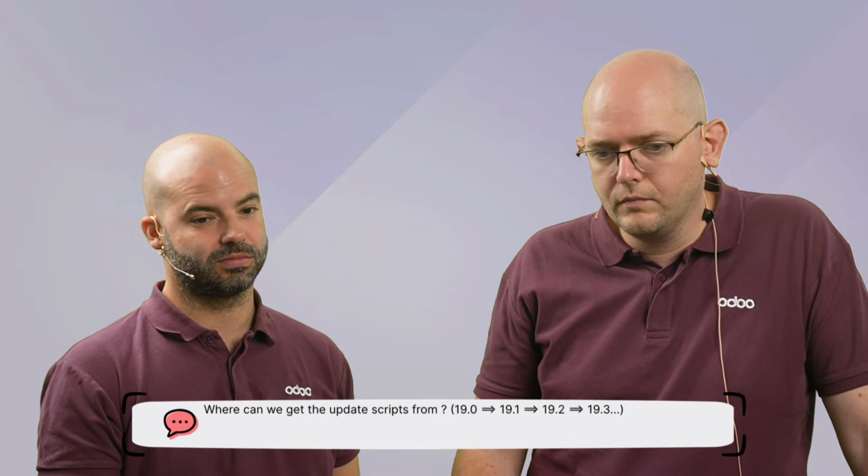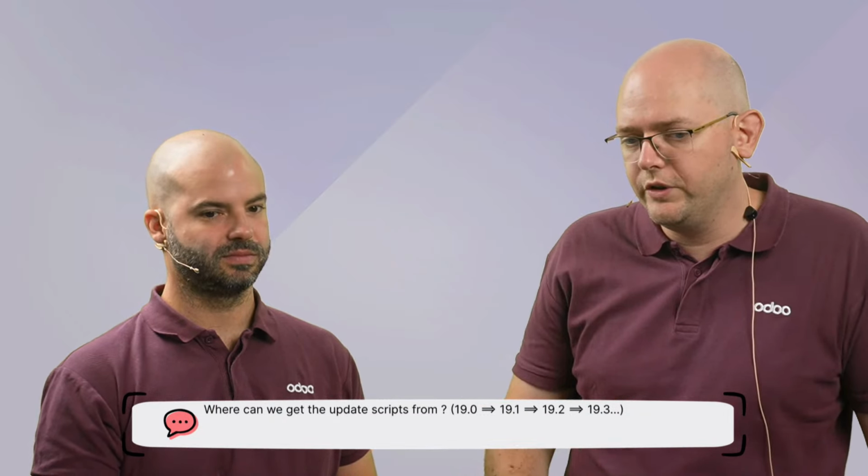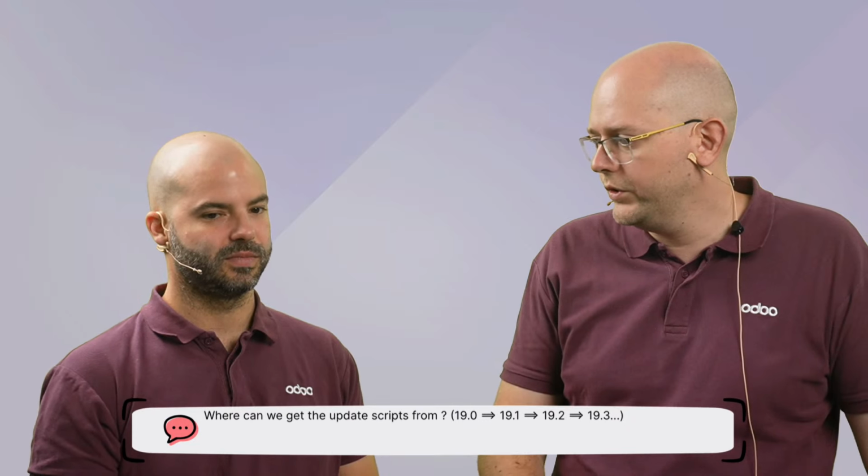Question from Super Mario Moro. Where can we get the update scripts from? 19.0, 19.1, 19.2, 19.3? That's a really good question, actually. Those are available in a specific repository. For the people that are not on SaaS, which are the only ones that really need those scripts, it's the Odoo upgrade repository, but that is only available for enterprise customers. So it's not a community given for free repository. Only people that have an enterprise subscription actually get access to those.